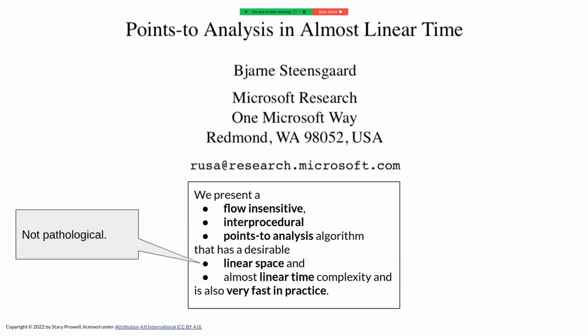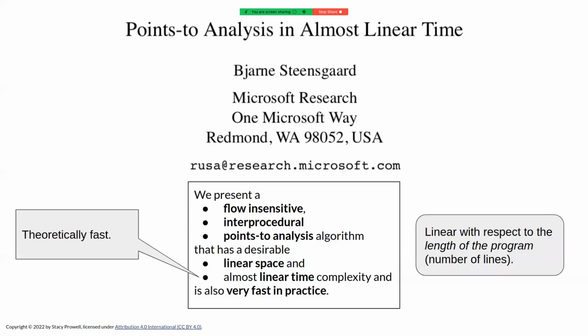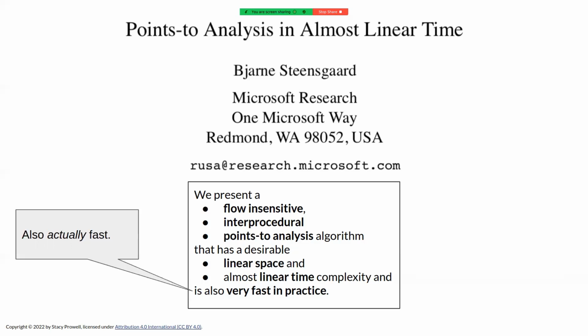It solves the problem we care about, which is the points to problem. Hooray. It needs linear space. You weren't thinking about space, right? The algorithm runs in linear and almost linear time. Fortunately, it only needs linear space. That's good. So it's not got a pathological case where it takes over your machine. And it has almost linear time complexity. So that's theoretically fast, but it's also very fast in practice. So that's even better. Okay, so that's my bullet summary of his abstract. Linear here, again, means with respect to the length of the program, essentially the number of lines of code. And of course, it's also actually fast.